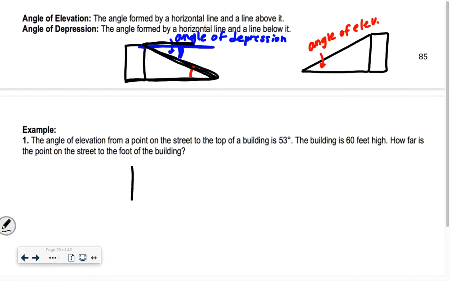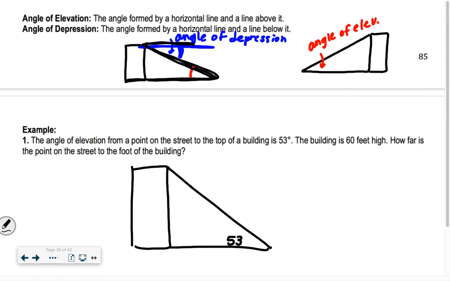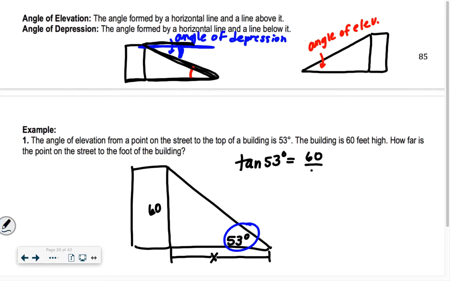So it says the angle of elevation from a point on the street to the top of the building is 53 degrees. The building is 60 feet high. How far from the point on the street are you to the top of the building? So we'll call that x. So we just set it up. We have our angle, and then do we have opposite, adjacent, or hypotenuse? Well, we have opposite, and we need adjacent, right? So we do tangent of 53 degrees equals opposite over adjacent.